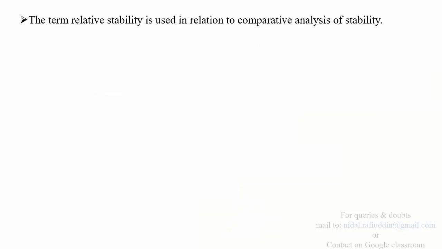The term relative stability is used in relation to comparative analysis of stability, which means that you talk about relative stability when you analyze two or more stable systems and want to compare their stability. Another way of knowing the relative stability of any system is to analyze the behavior of the transient responses of the system, for example the time domain specifications we talked about in previous lectures. If a system exhibits more transitory nature compared to a system which is less transitory, then we say that the less transitory system is relatively stabler than the more transitory one.